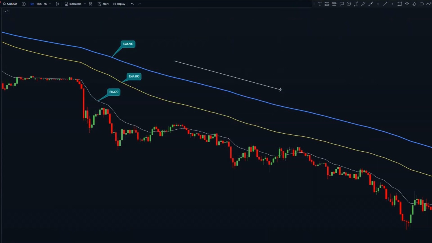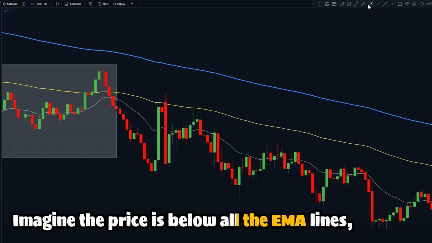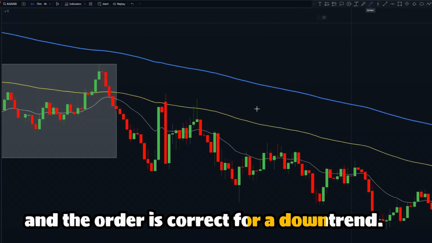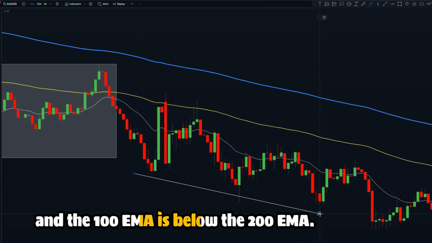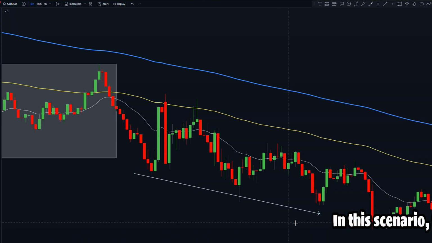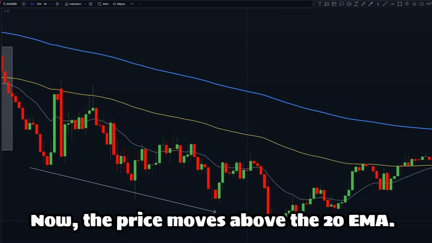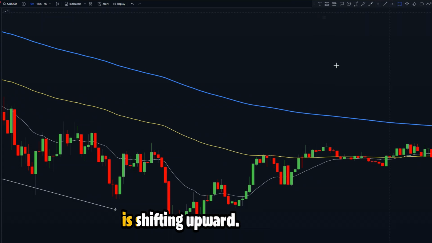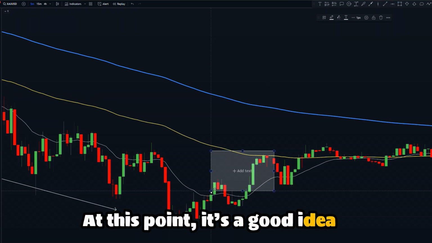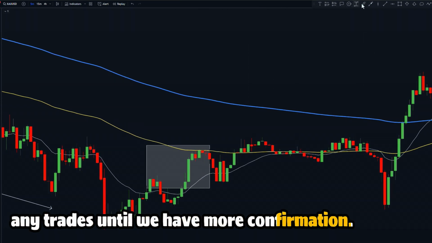So, let's dive into an example to see how the 10 and 1 different moving averages indicator can help us identify trends. Imagine the price is below all the EMA lines and the order is correct for a downtrend. This means the 20 EMA is below 100 and the 100 is below the 200 EMA. In this scenario, the market is in a strong downtrend and you might look for selling opportunities. Now the price moves above the 20 EMA. This indicates that the short-term trend is shifting upward. At this point, it's a good idea to be cautious and avoid entering any trades until we have more confirmation.